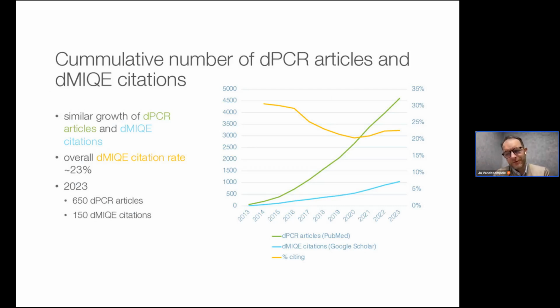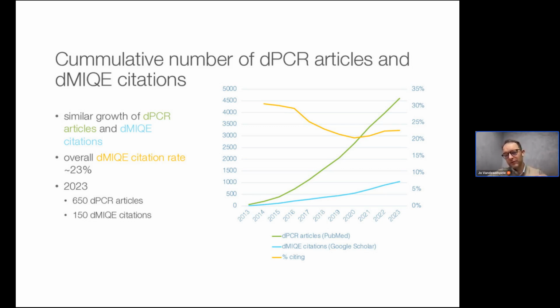I think it's not a secret, it's not a surprise that digital PCR is really taking off tremendously. The increase in number of publications is year on year increasing. We had last year 650 publications, that's almost 2 per day, applying digital PCR. But the good news is also that about a quarter of these studies do cite the dMIQE guidelines.